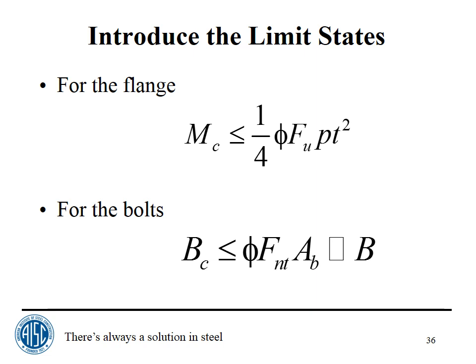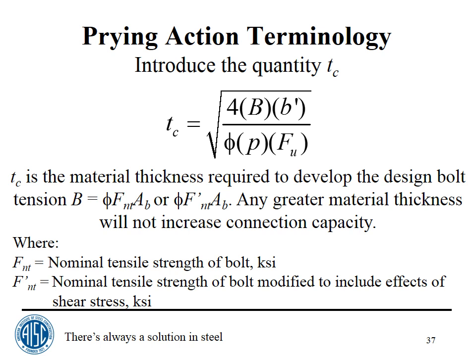All right, so now repeating the limit states, the F sub y here is replaced by F sub u. And again, this box here is supposed to be the symbol for defined as. Nothing's changed there. I can now introduce this quantity T sub c, which is defined as you see it here in LRFD terms: 4 times B, the bolt design strength, times B prime, the distance from the inside edge of the bolt to the stem line, over phi, the resistance factor, times F sub u, and P, the tributary length per bolt.